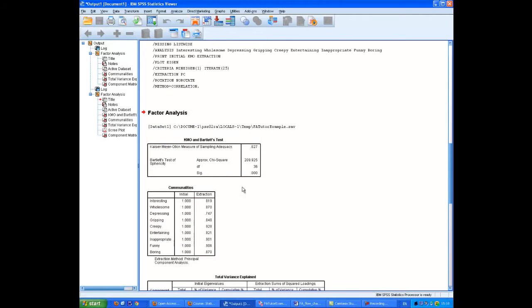Well, the KMO measure of sampling adequacy, despite the small size of the sample, it's telling me that it's over 0.6, and therefore for the purpose of the analysis it is adequate. Bartlett's test of sphericity is significant, and that's what we want. Lack of significance means there are probably no significant factors. In other words, the variables are essentially independent.